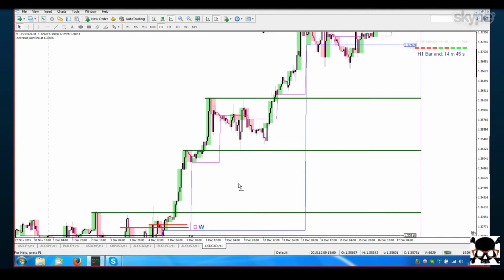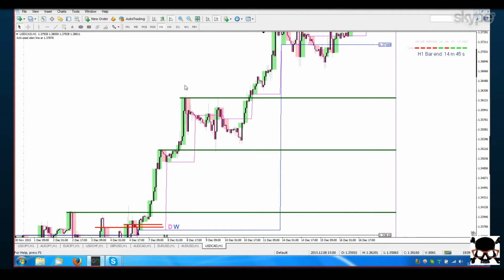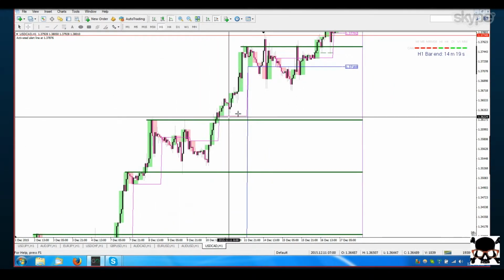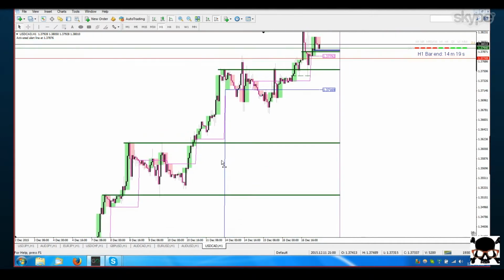So the idea is price breaks out, comes back, it tags these areas, that line or that open, and continues on. Price breaks out, comes back, tags the open, continues on. So you can see it's a very simple idea. At this point, you're only looking to trade long because you're above the monthly.